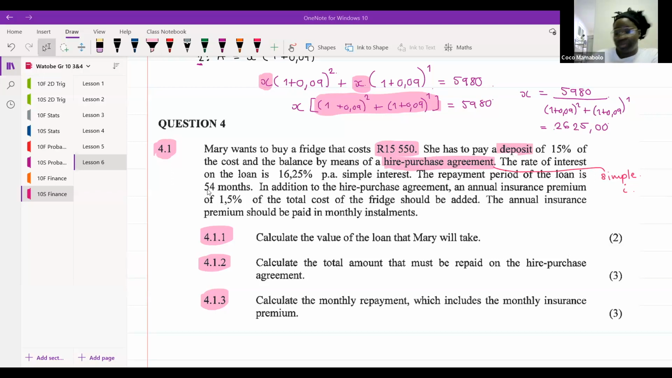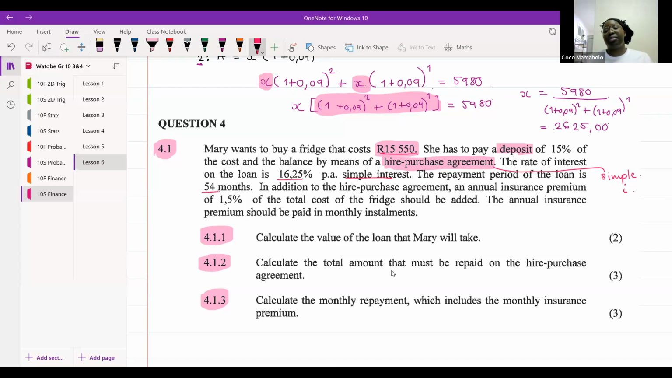All right. Okay, so it says here that they've given her rate of interest. Sorry, let me just read the scenario from the beginning. Mary wants to buy a fridge that costs 15,550. She has to pay a deposit of 15% of the cost and the balance by means of a hire purchase agreement. The rate of interest on the loan is 16.25% per annum, simple interest. The repayment period of the loan is 54 months.